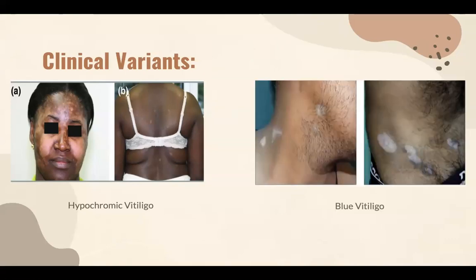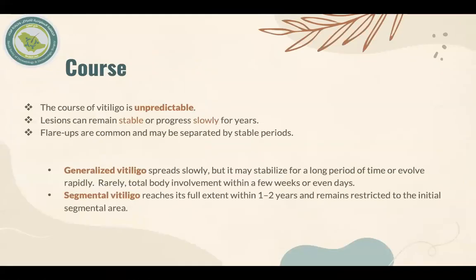This is a blue vitiligo, which is, as you see, a blue-gray appearance of vitiligo macules, usually observed in areas of post-inflammatory dermal pigmentation. The course of the disease actually is unpredictable. Lesions can remain stable or progress slowly for years. Flare-ups are common and may be separated by stable periods. Generalized vitiligo spreads slowly, but it may stabilize for a long period of time or evolve rapidly, rarely with total body involvement within a few weeks or even days.